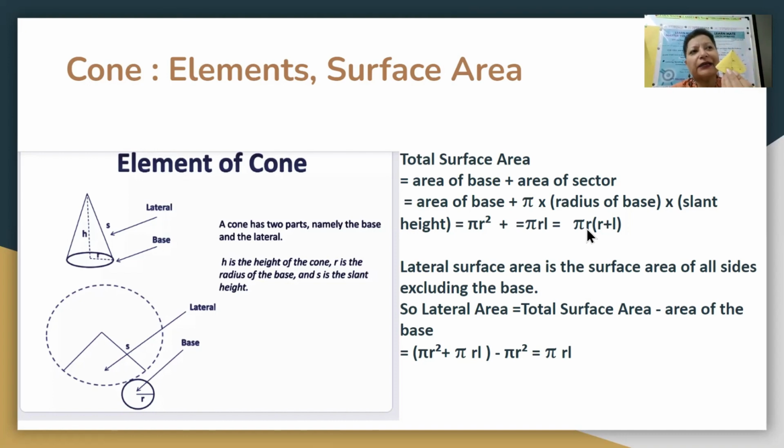Now, this has applications when you are, say, making a tent. In a tent, you have to have the surface area as well as the base. So you may be having something which is the total surface area.